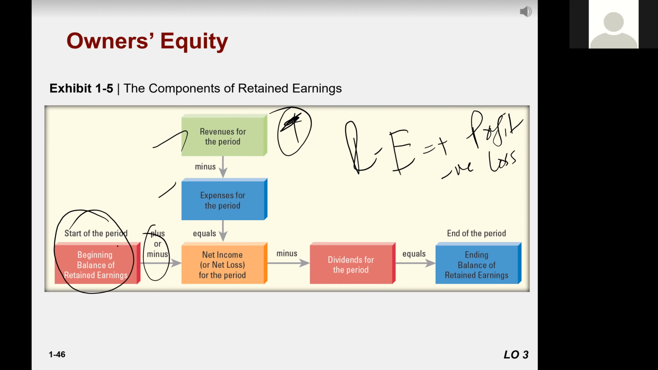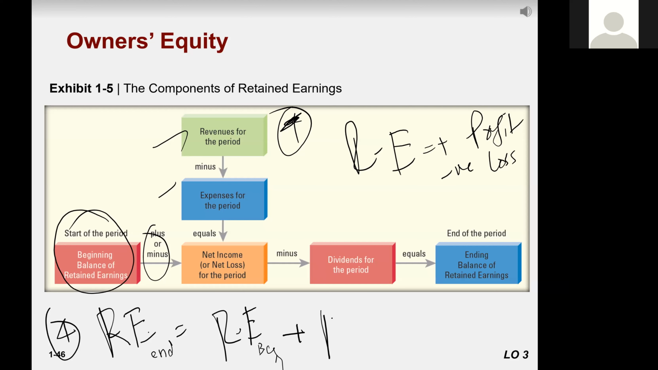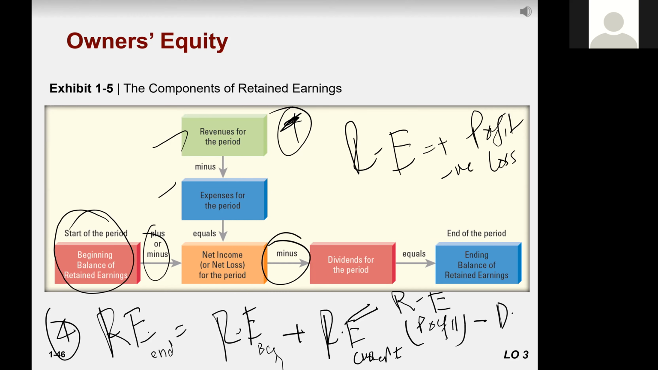So what is the formula? Fourth, we talk about retained earning at the end. Beginning retained earning, or opening retained earning, plus this year's retained earning, current retained earning. So current retained earning is equal to revenue minus expenses, which is equal to profit, minus dividend. So this is the equation that is shown in the flow chart.